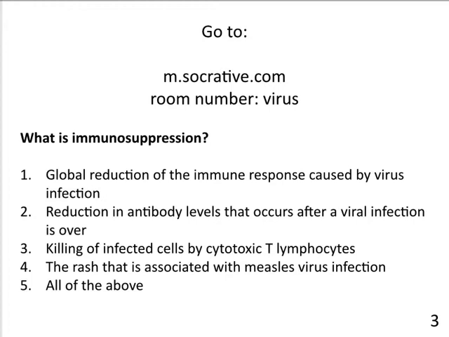All right, so number one is correct, but a number of you have picked all of the above. So let's sort this out. Immunosuppression is a global reduction of the immune response caused by virus infection. Now, the reduction of antibody levels that occur after a virus infection is over is the natural decline in antibody that takes place once the antigen is gone. So that's not immunosuppression. Killing of infected cells by CTL is not suppression, but that's an active immune response against infected cells. The measles virus rash is actually a consequence of the immune response, so it's not immunosuppression. So that's why it's just number one.